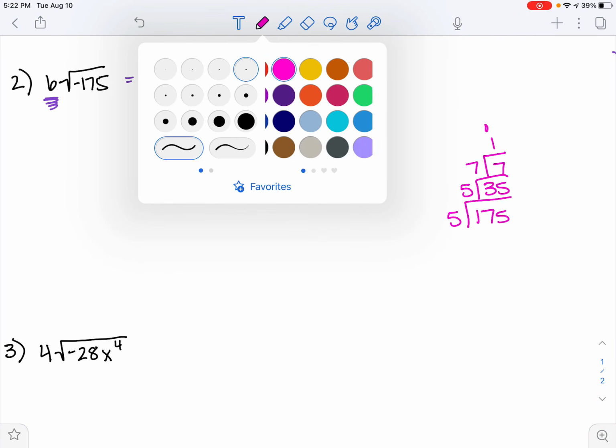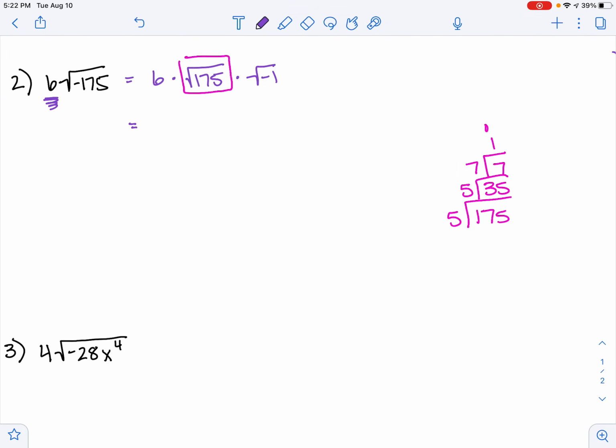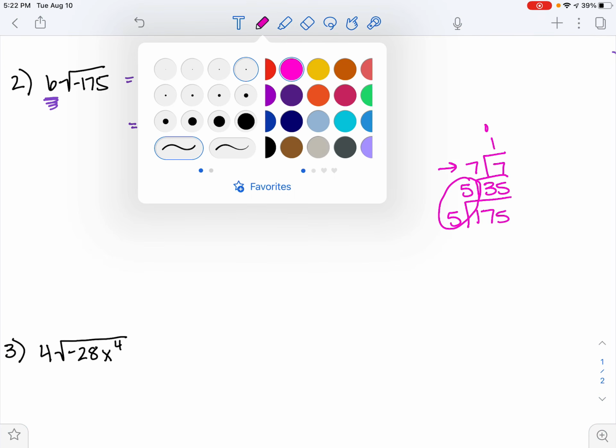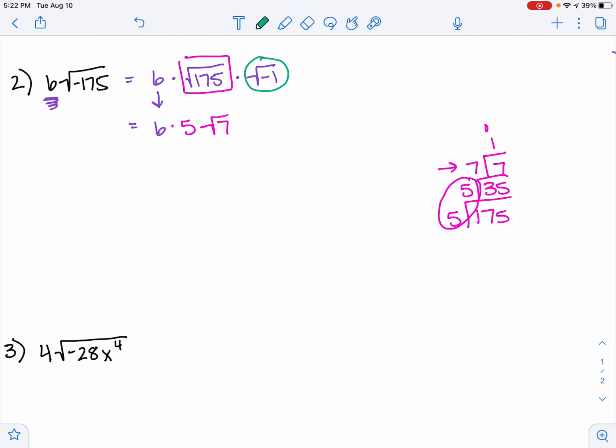So if I come back over here to my problem, we have that coefficient of 6 that's out in front. And then we just simplified the square root of 175. We're looking for pairs of numbers to leave the square root symbol. And here I have a pair of 5s that can leave. 7 doesn't have a pair, so 7 is going to stay inside the square root symbol. The square root of -1 is i.